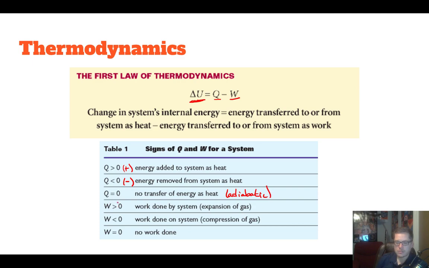All right. If work is positive, work was done by the system, so our gas expanded. So this is positive. If work was done on the system, our gas compressed, this would be negative work. And if no work was done whatsoever, work equals 0. The only process we talked about where work equals 0 was the isothermal process.